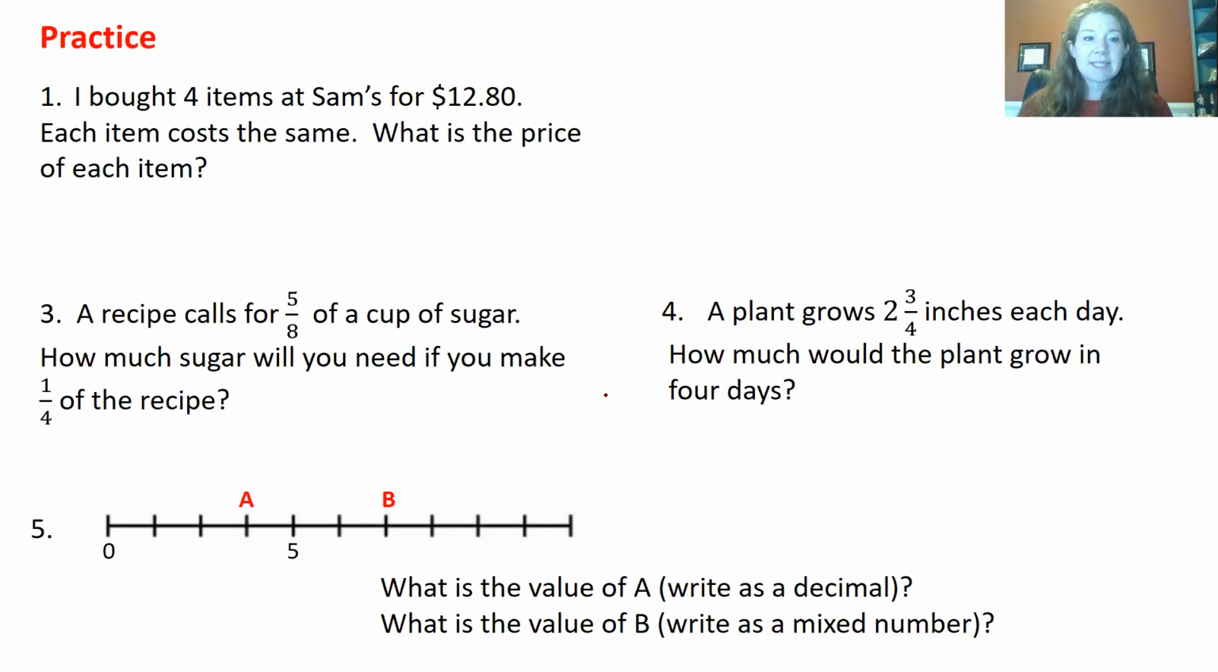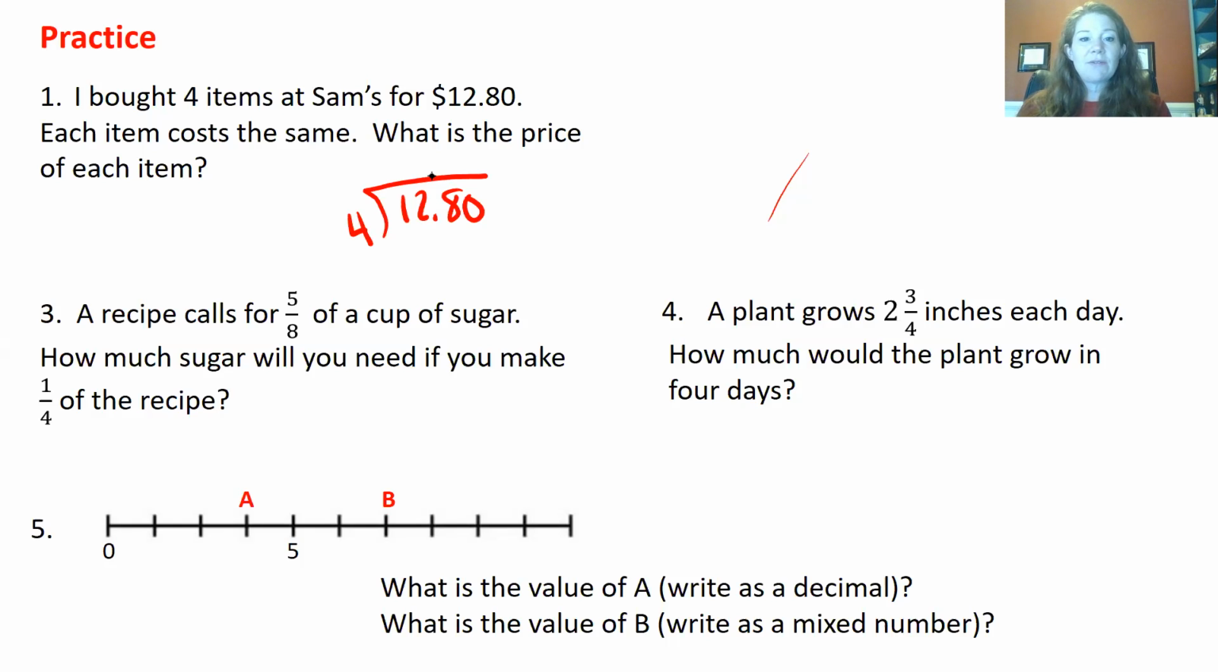So for these 5 problems, number 1 says I bought 4 items at Sam's for $12.80. Each item costs the same. What is the price of each item? So what are we going to do here? Well, if we have a total of $12.80, and that was divided by 4 items, then to get our final answer, how much they were each, we would divide.